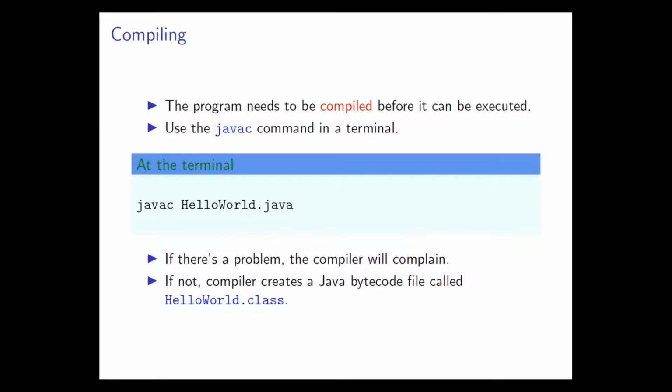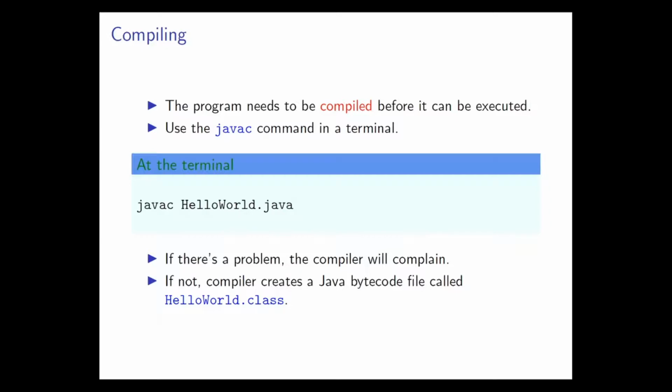So that's our program, but we can't run it immediately. We have to compile it before we can execute it. And compilation is the process of taking a Java source code file, like our helloworld.java, and checking that it's correct, and if it is correct, producing from it a Java bytecode file, a different file called helloworld.class. You can have a look at that too.